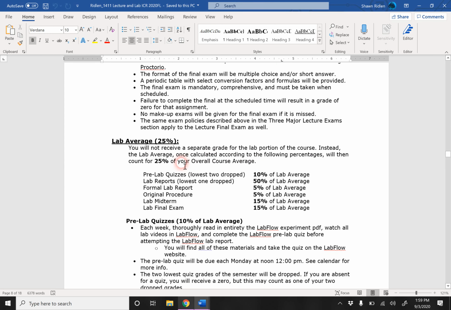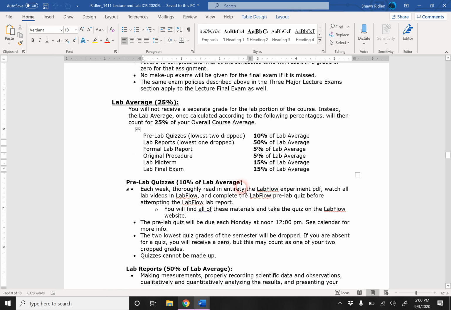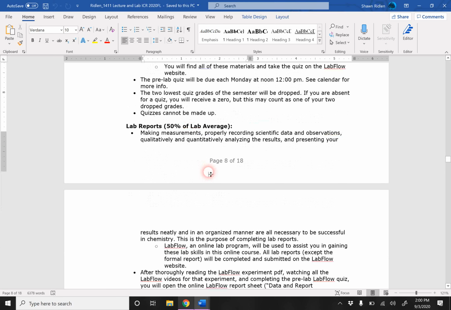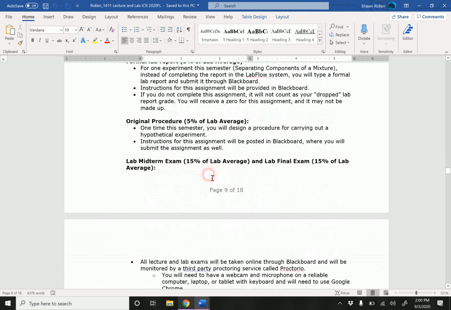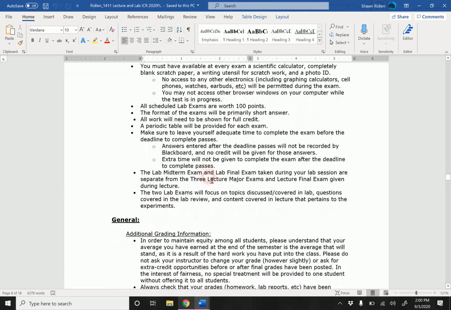In terms of how I will calculate your lab average, you'll have pre-lab quizzes, 10%, and lab reports, 50%. You'll do a formal report for one of the labs, which will be 5%. You'll write an original procedure, which is sort of like a formal report but without the actual data portion, which will be 5%. Your lab midterm will be 15%, and your lab final will be 15%. You can go through the breakdowns on each of these yourself. Everything will be on LabFlow, and I will cover that as well.